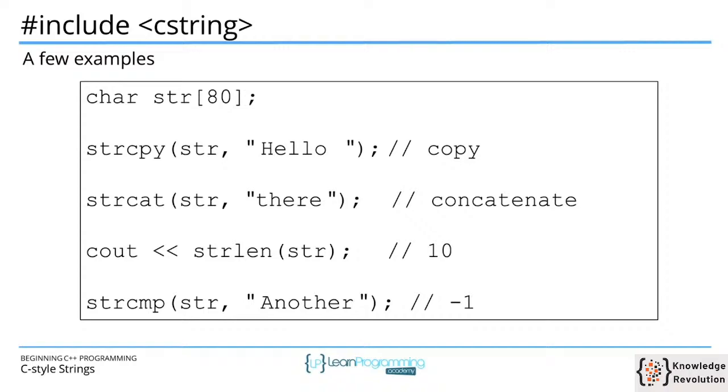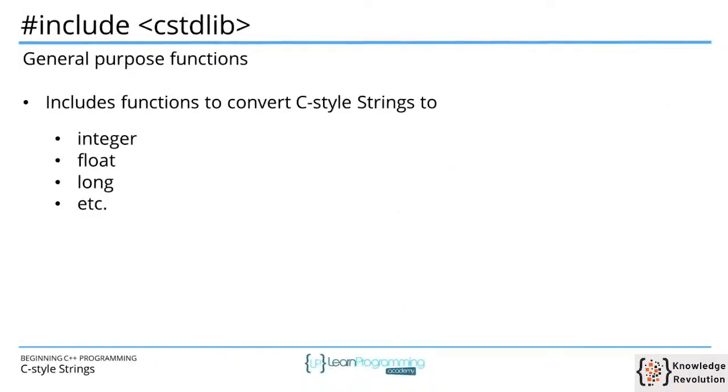If you want to know the length of the string, pass in the string to the strlen function, and it returns the string's length. Here are just a few examples that copy, concatenate, and compare strings. C++ also has another library called cstdlib that contains functions that convert strings to other types. For example, if I have a string with the digits 1 and 2, I can convert that to the integer 12. Sometimes these are really useful functions.